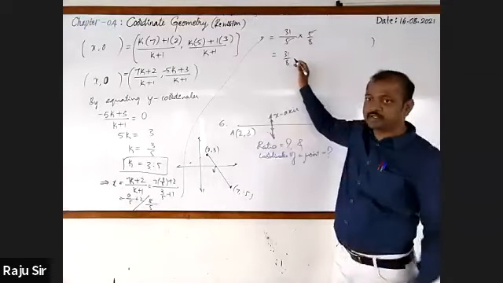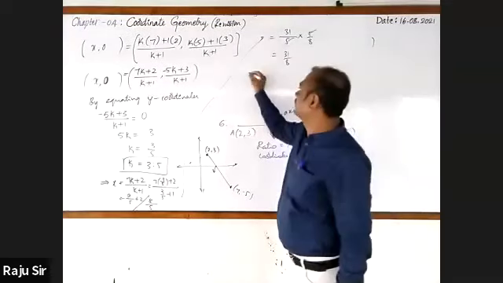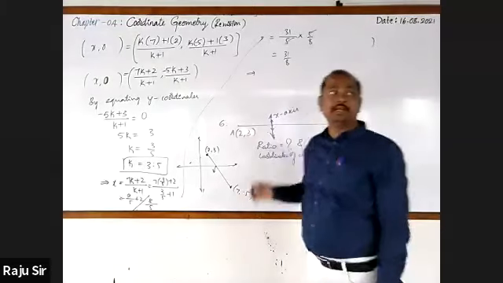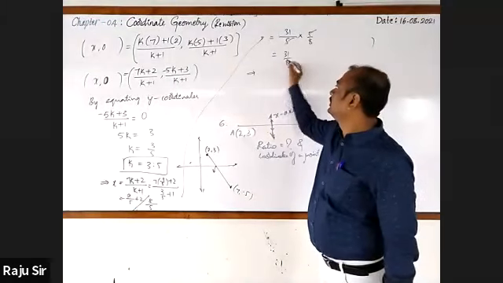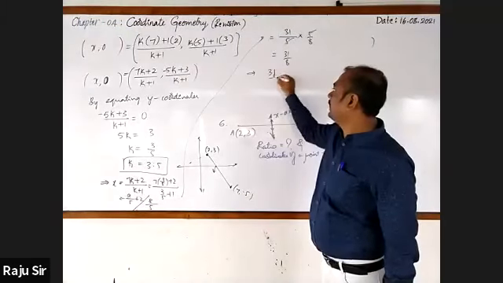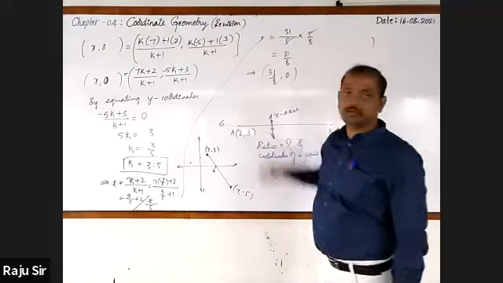Let us not go for taking the decimal. Directly we shall take the point on the x-axis. It is 31/8.